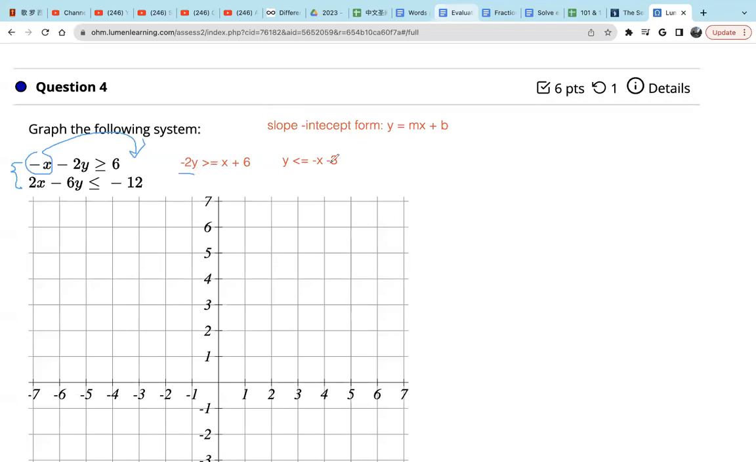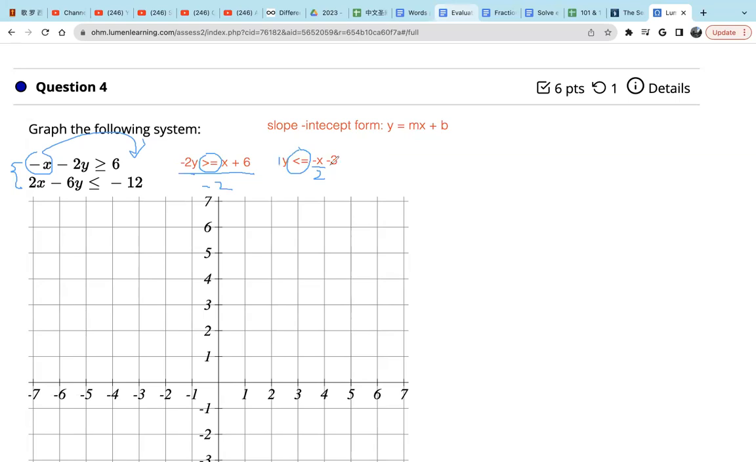Then x divided by, oh, I'm missing negative half, right? Because I'm dividing by negative 2. I'm dividing by negative 2 for every term. Negative 2 divided by negative 2 is 1, so I have 1y. We don't bother to write this 1. And when I divide or multiply by a negative number for inequalities, I flip the sign. The sign from greater than or equal to becomes less than or equal to now. So x divided by -2, that's negative half x. Right? 6 divided by -2, that's -3.